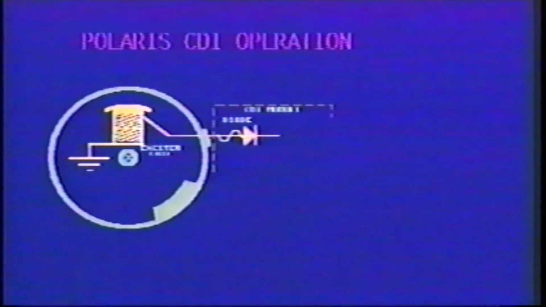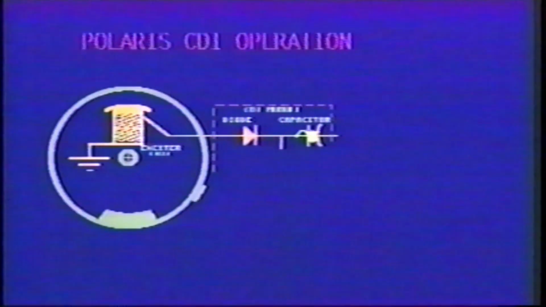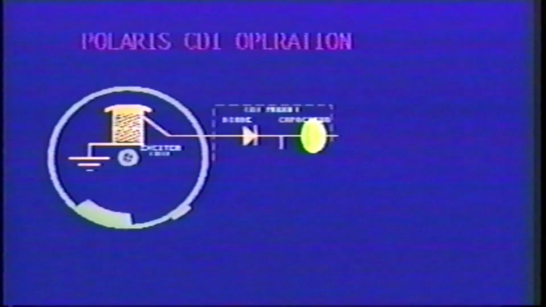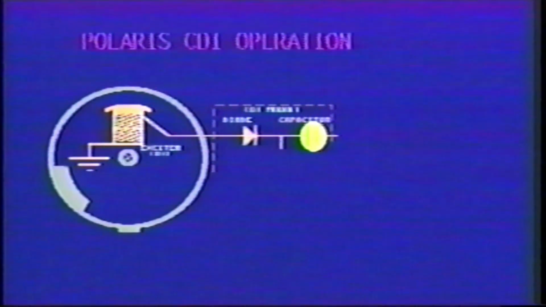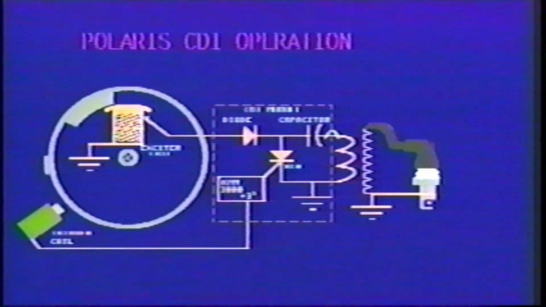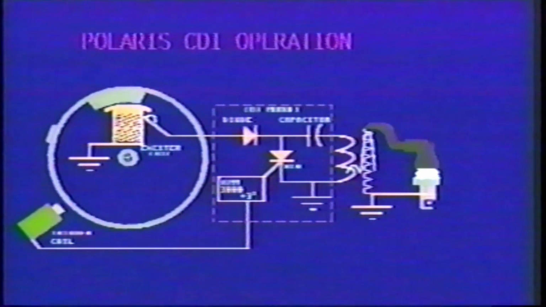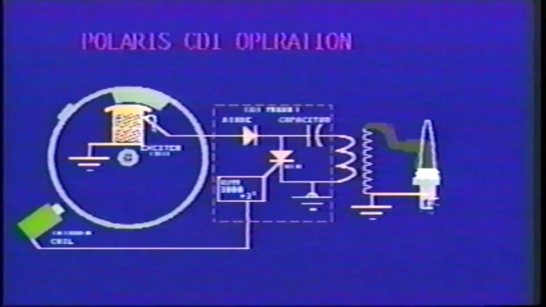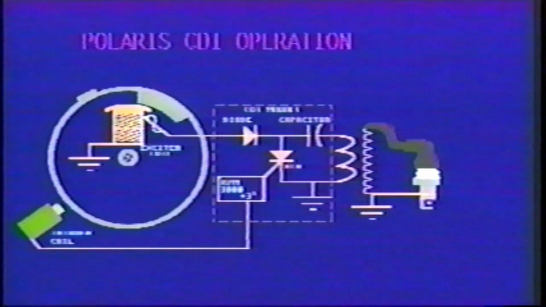Within the CDI module, a rectifier transforms the AC exciter voltage into DC and stores the DC energy in a capacitor. This capacitor has the ability to store and quickly discharge electrical energy. The voltage stored in the capacitor is discharged through the ignition coil primary winding when the silicon-controlled rectifier receives a trigger signal. This silicon-controlled rectifier, or SCR, is simply a high-speed switch, which closes when it receives a trigger pulse.